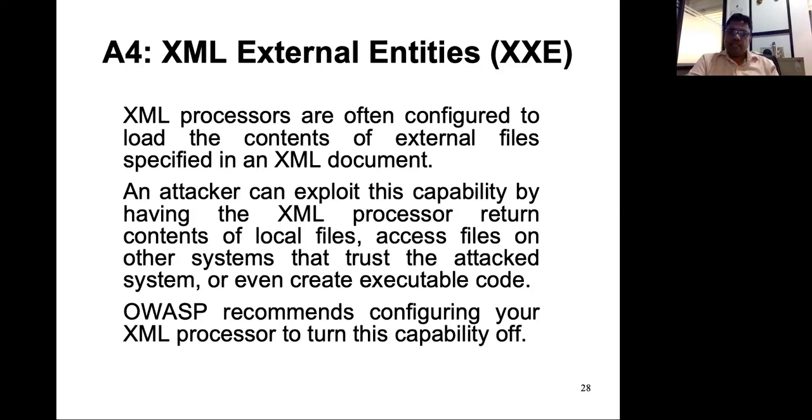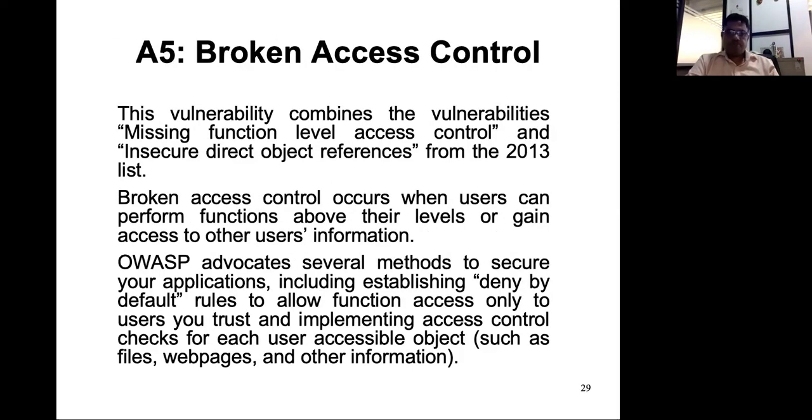So that attack is common, but you can easily stop that by turning off XML processing features. You can refer to the ones they have, which describe ways of doing it. And then the fifth type of attack is broken access control.